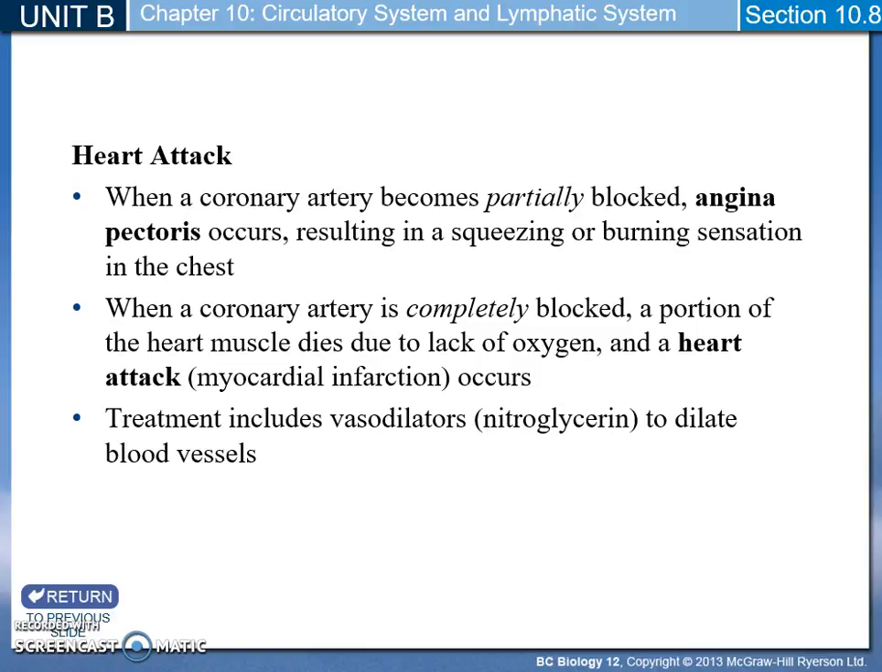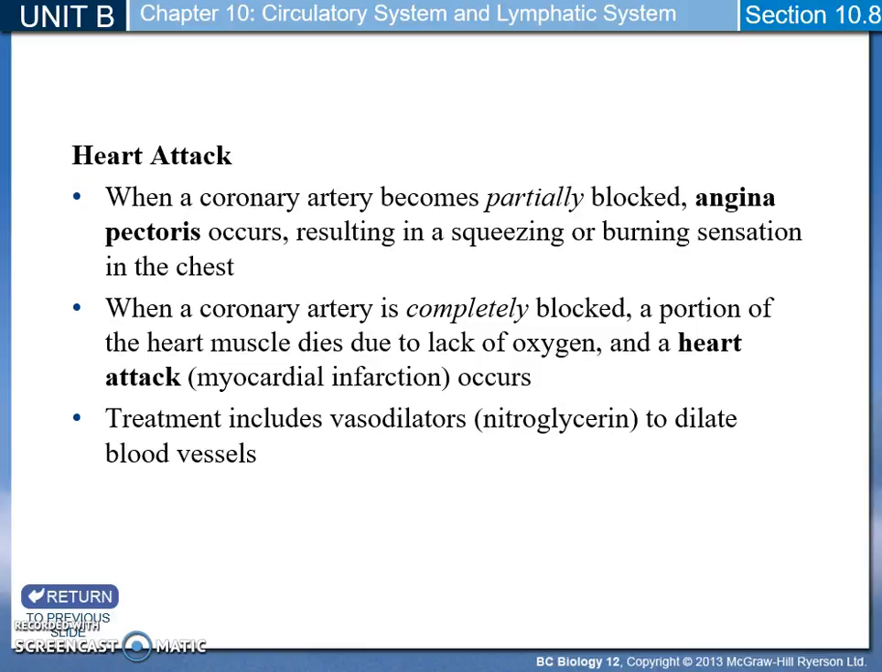A heart attack is when a coronary artery becomes either partially blocked, which is referred to as angina pectoris, and this results in a squeezing or burning sensation in the chest. When a coronary artery is completely blocked, then a portion of the heart muscle dies due to the lack of oxygen, and a heart attack, also referred to as a myocardial infarction, occurs. So this is where a portion of the muscle of the heart then will actually die.